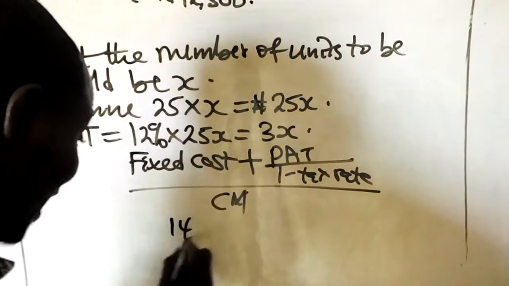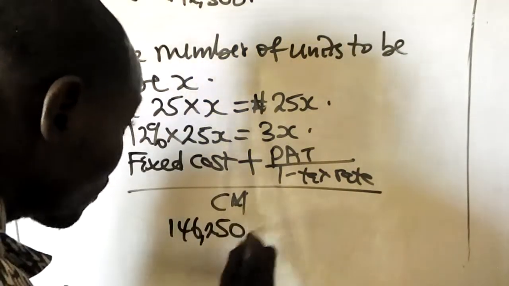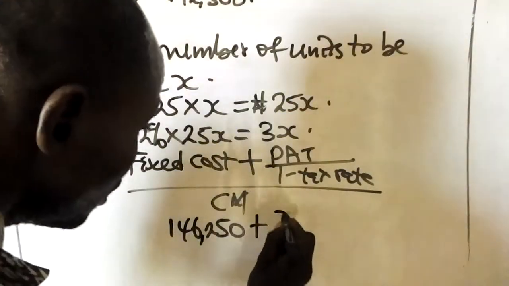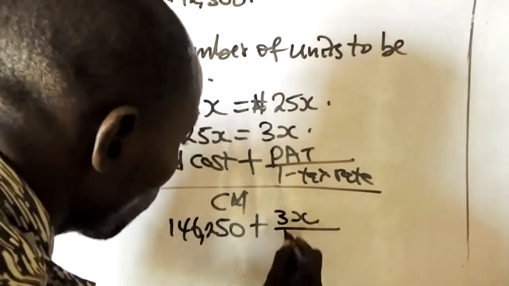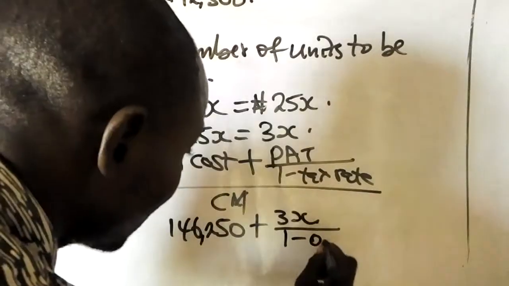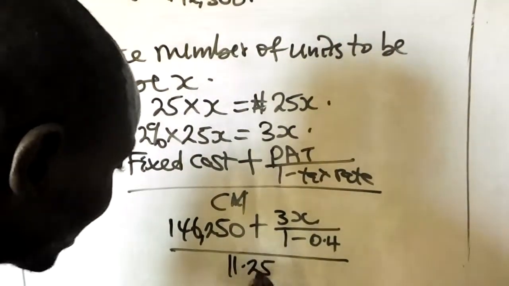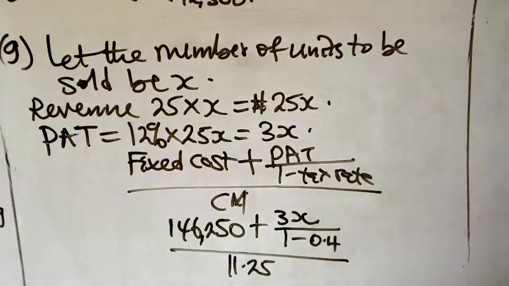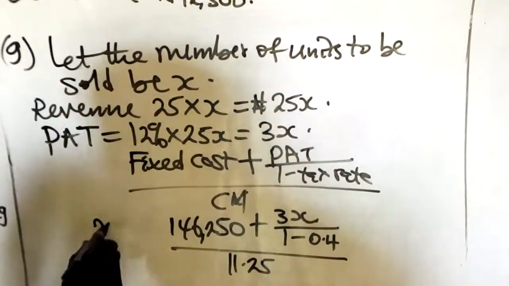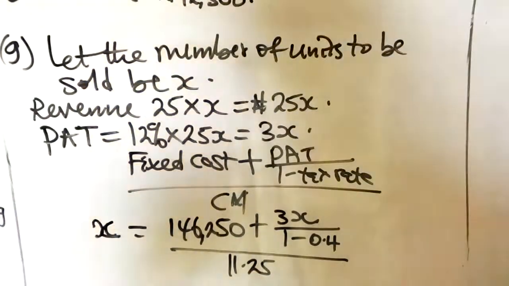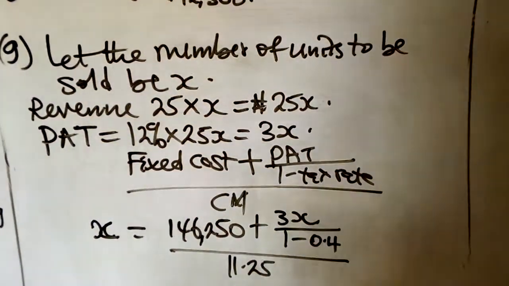You have 146,250 plus the profit after tax, which has been calculated to be 3x, over 1 minus tax rate. Tax rate is 40%. All over CM. CM is 11.25 as calculated earlier. That number of units is what we are looking for. It's not given, so it's x. That means x equals this. Then you make x the subject of the formula.